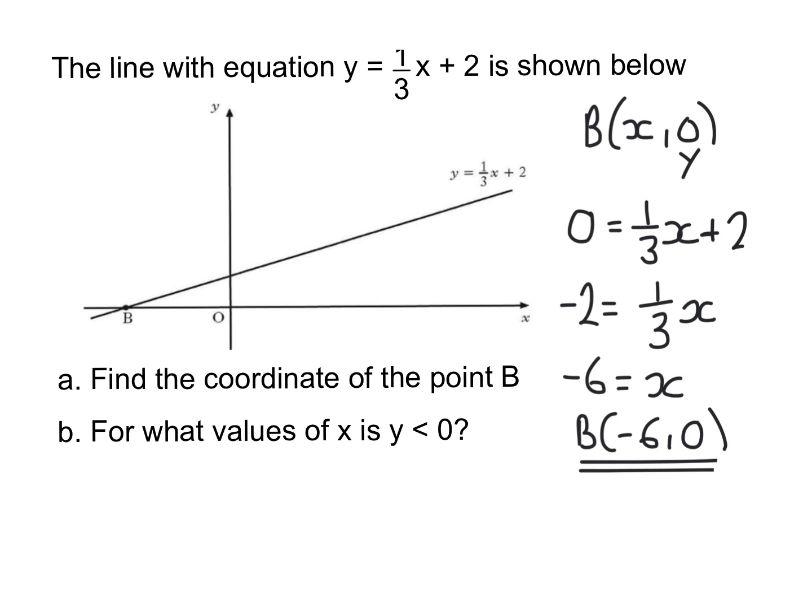Now part B for this one, it says for what values of x is y less than 0. So basically asking you for this bit down here. When is your straight line below the x-axis? So anything before the number minus 6 there would have given you a negative value. So for what values of x is y less than 0? Well, it's whenever x is less than minus 6. So anything less than minus 6 will have that graph below the x-axis.